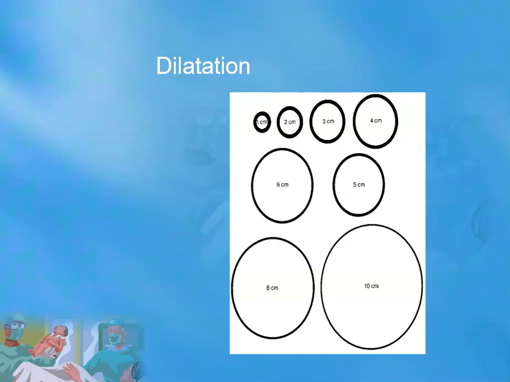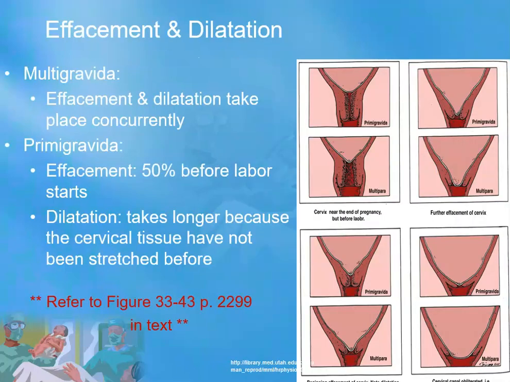Here's a picture of dilation, just to give you an idea. As you can see, the opening gets larger, the bigger the centimeters, all the way to 10, or completely dilated, which would be 10 centimeters. Effacement and dilation, here's a diagram of what it looks like.